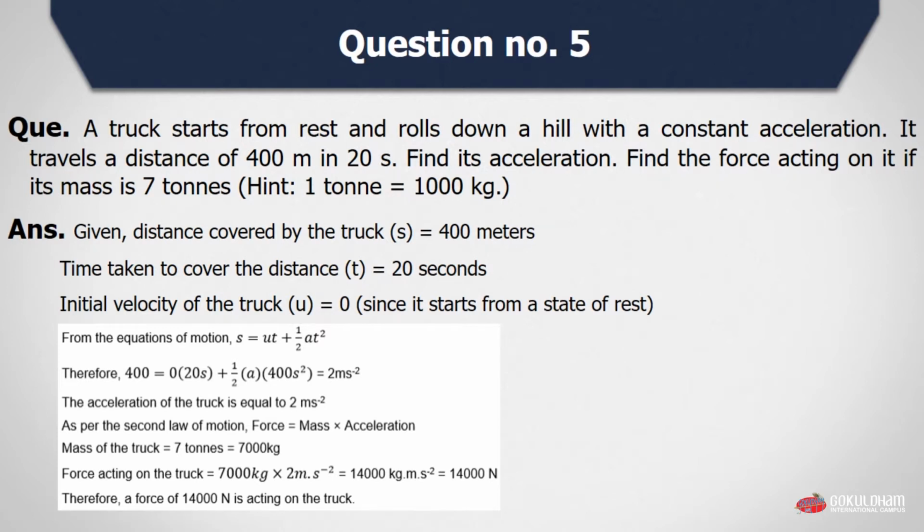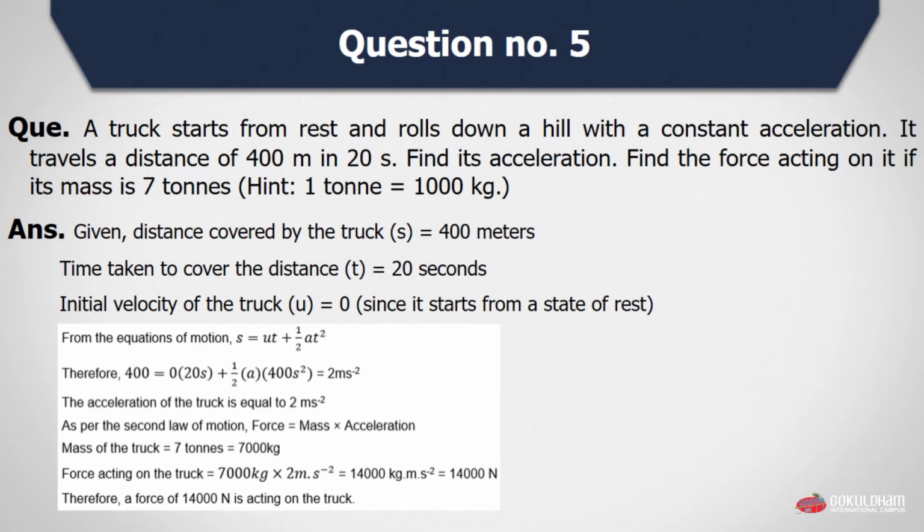The question is that a truck starts from rest and rolls down a hill with a constant acceleration, and it travels a distance of 400 meter in just 20 seconds. Find its acceleration, and find the force acting on it if its mass is 7 tons. Means we have to find the acceleration of the truck and also the force that is acting on the truck if the mass is 7 tons. And we have also been given a hint that 1 ton is equal to 1000 kg.